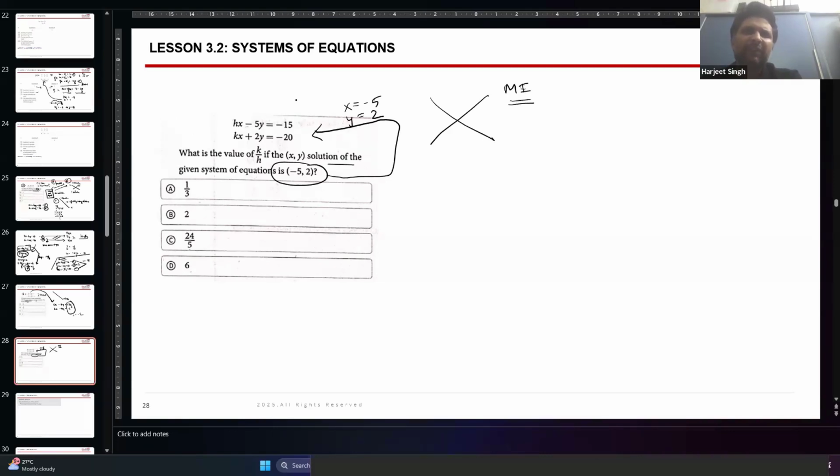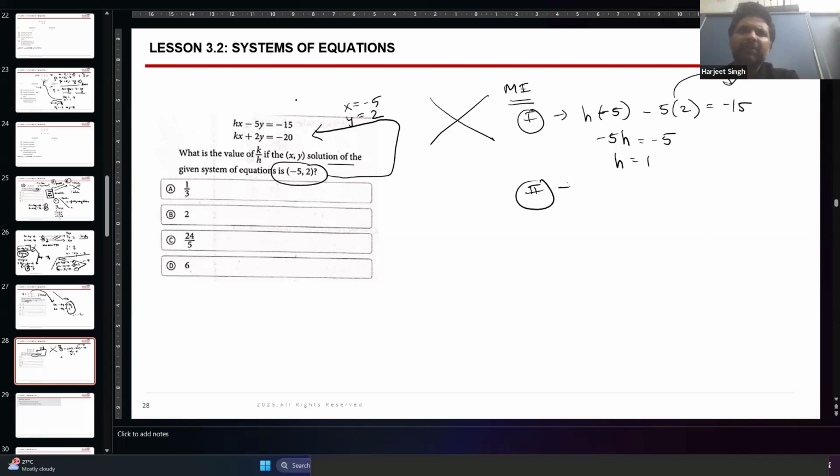So I put x equal to minus 5 and y equal to 2. So the first equation becomes h into minus 5, minus 5 into 2 equals minus 15, which means minus 5h. I can bring this constant on the other side. Minus 15 plus 10 will be minus 5. So h is 1. So the first equation gives me h equal to 1.